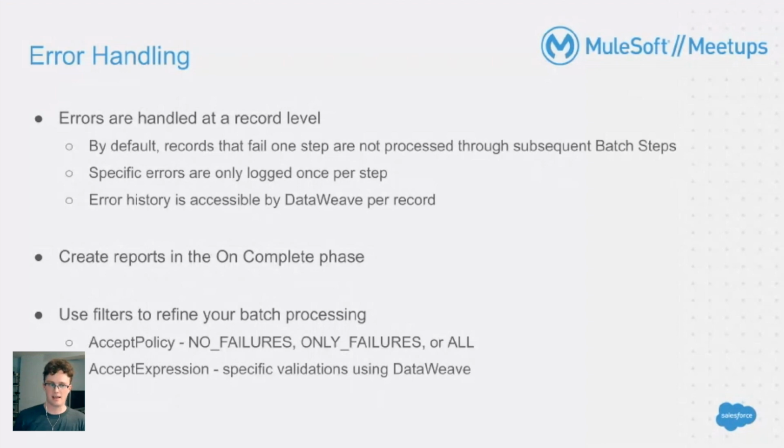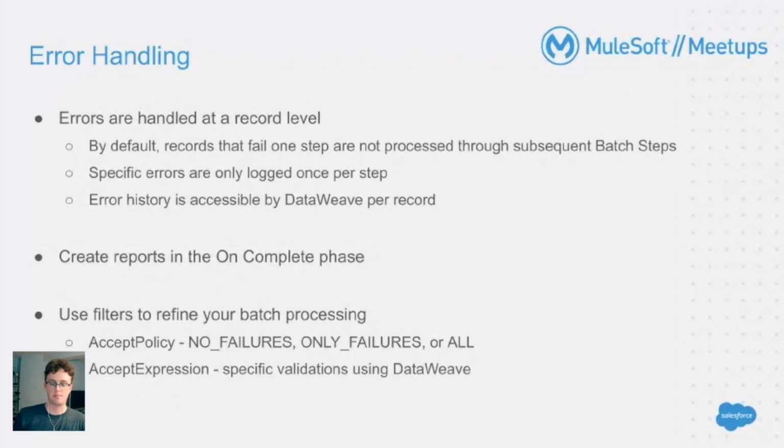And the final thing, getting back to some of those questions we talked about earlier, is that the batch job is very flexible in what you can do to modify the processing as it continues through. So there's an accept policy and an accept expression on each batch step. And those allow you to filter the records that go into that batch step.